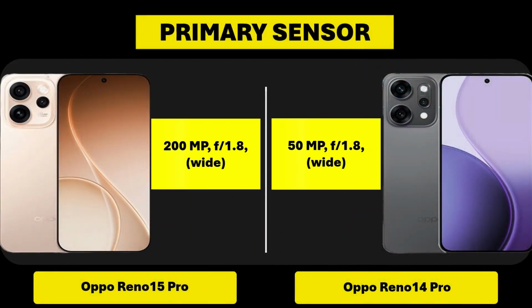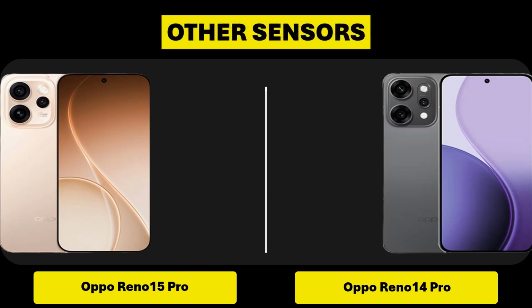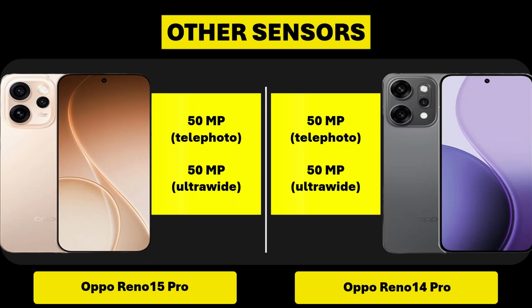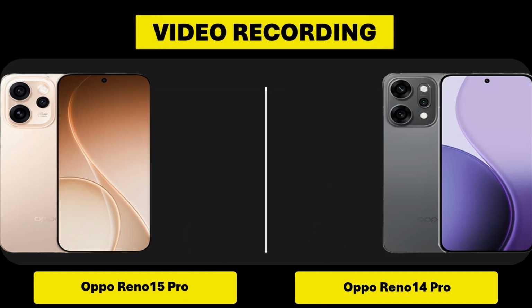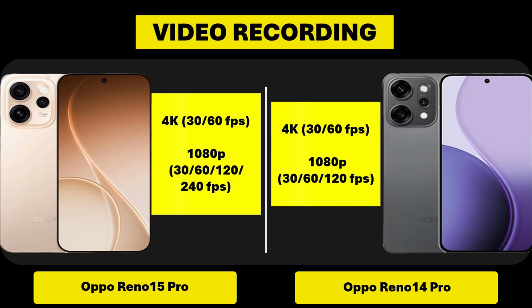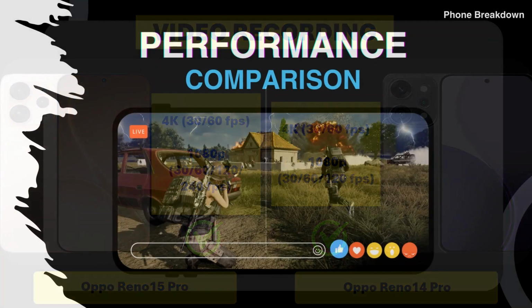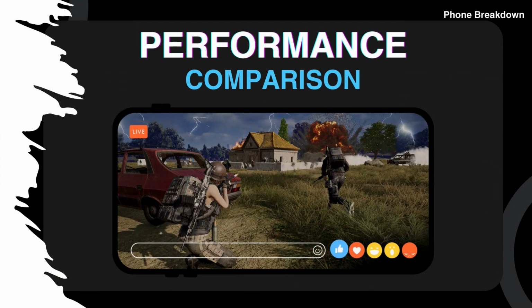Starting with the cameras, the Oppo Reno 15 Pro comes with a 200 megapixel main sensor, while the Oppo Reno 14 Pro packs a 50 megapixel main camera. Moving on, both the Reno 15 Pro and Reno 14 Pro offer a 50 megapixel telephoto and a 50 megapixel ultra-wide lens. For video, both phones shoot 4K at 30 and 60 frames per second.